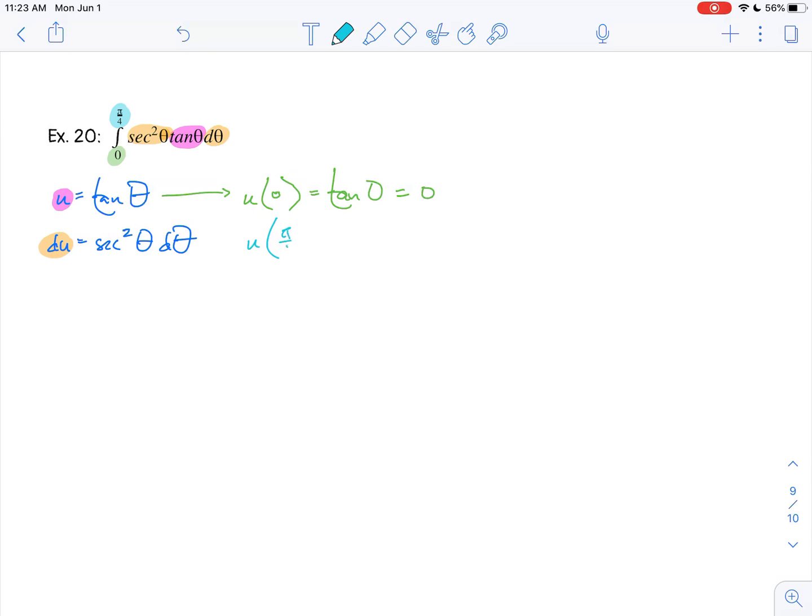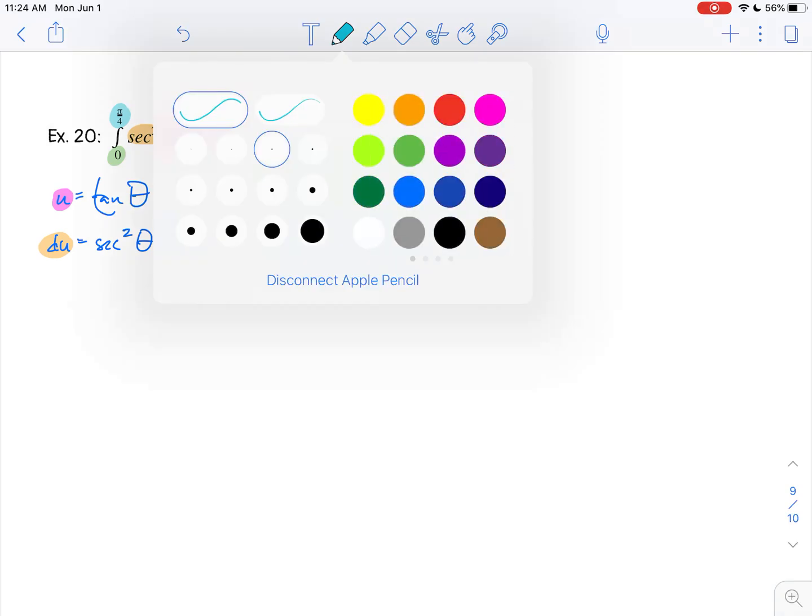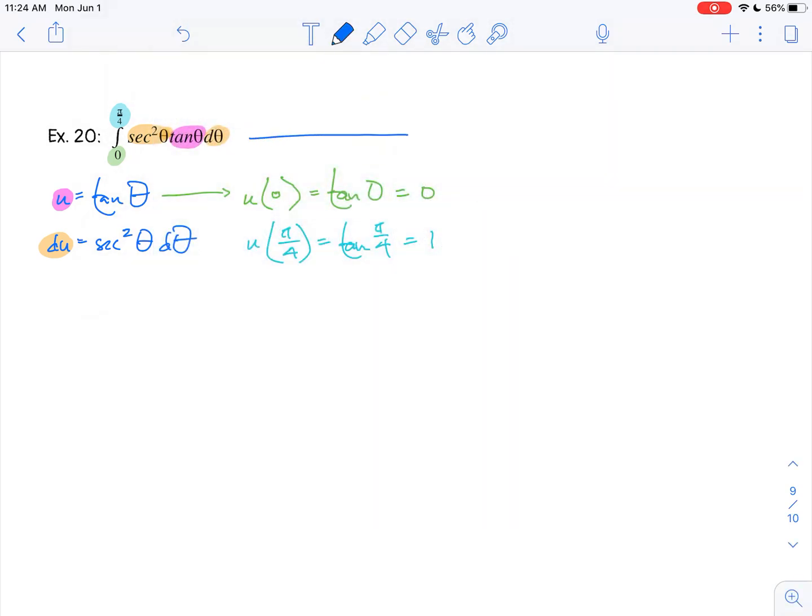So u of pi over 4, not pi over 2, Judy, pi over 4, means that we have to find tangent of pi over 4. Now, pi over 4 is one of those angles where the sine is the same as the cosine, so that means tangent at that angle is 1. And so what we really have here, after we substitute everything in, integrand and bounds, is the integral from 0 to 1 of u du. Wow, that got way simpler, way fast.